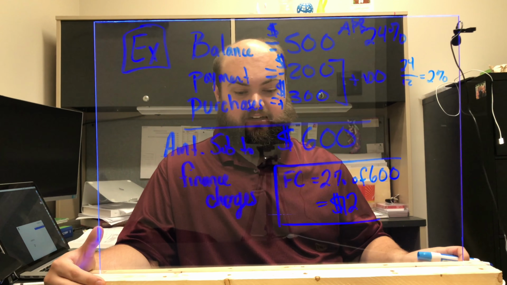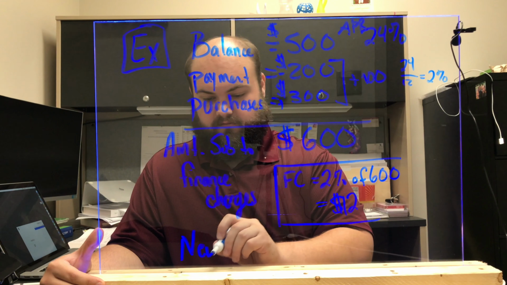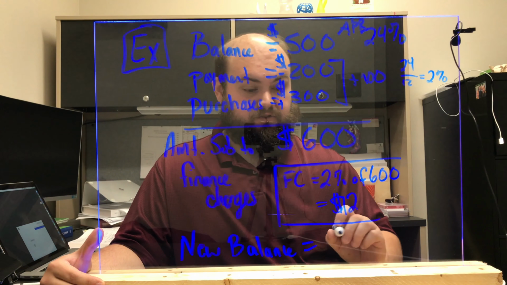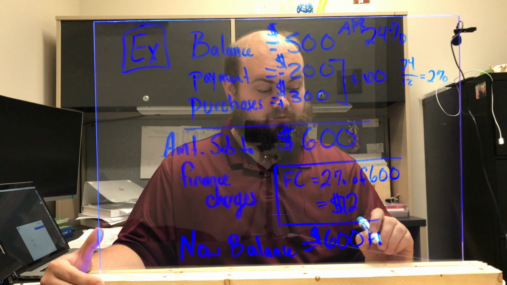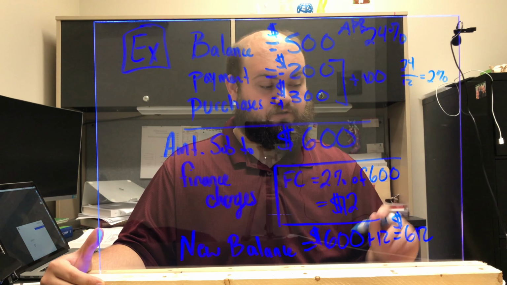So when they send us our new statement, our new balance is going to be the $600 that we had plus the 12. So they're going to say that we now owe them $612.